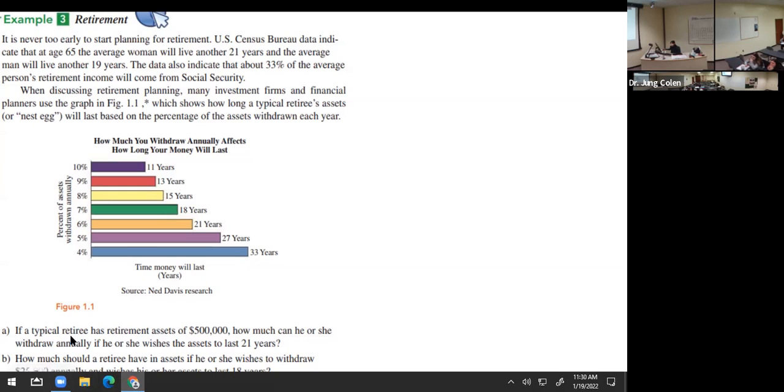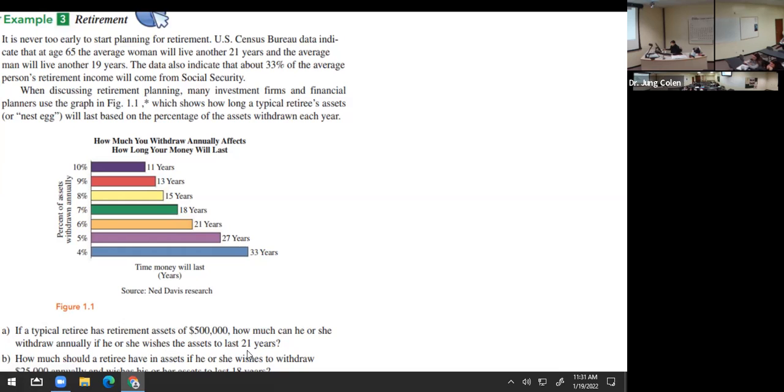If a typical retiree has retirement assets, so our asset is given, $500,000, how much can he or she withdraw annually if he or she wishes the assets to last 21 years? What is given to us? We are given the assets, right? And we are given 21 years of lasting money. So let's match that up.